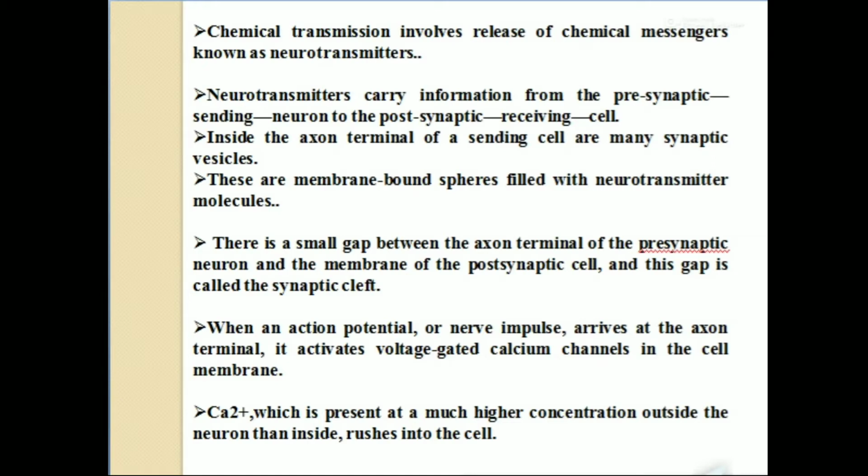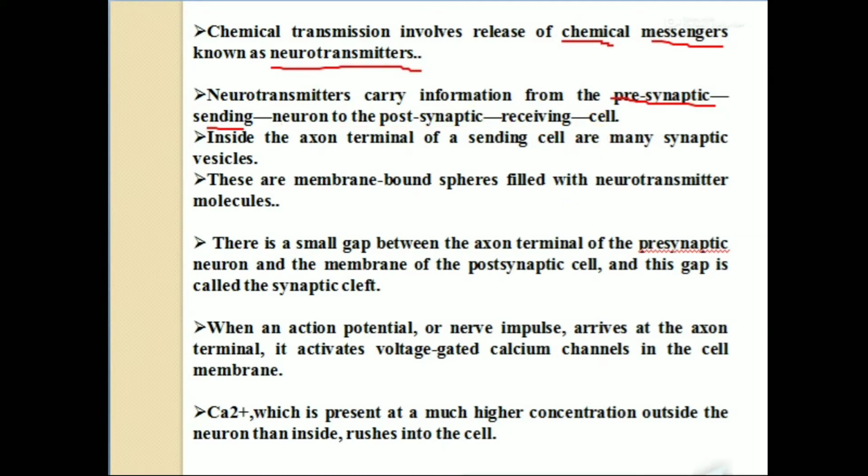This vesicle is full of chemicals, and these chemicals are surrounded, or packaged, with the help of an enzyme to form a synaptic vesicle. I have already talked about that. That means chemical transmission involves the release of chemical messengers known as neurotransmitters. Neurotransmitters carry information from the presynaptic sending neuron to the postsynaptic region, the receiving cell.